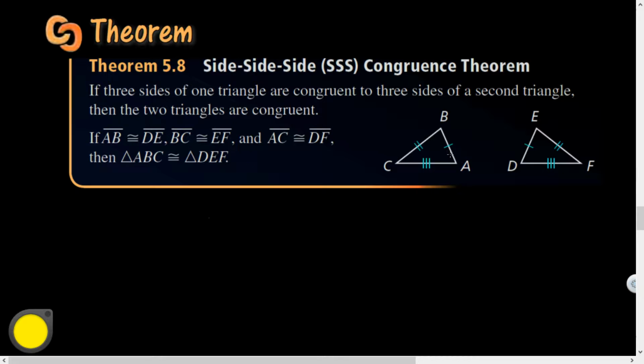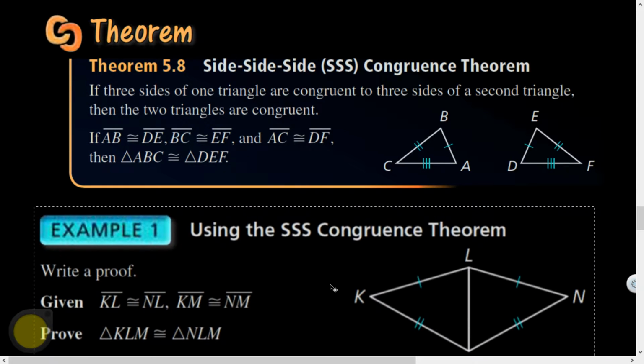Then the two triangles are congruent. There's only one way those three sides could ever form a triangle. I can't think of any other way. It's either going to be a rotation, reflection, or something. So those triangles are congruent. So far we've had side, angle, side, and now we've got side, side, side.